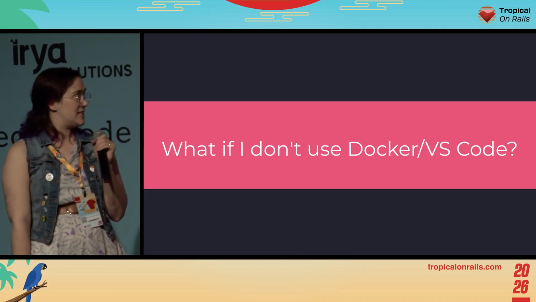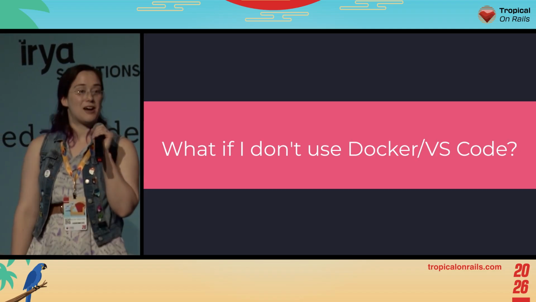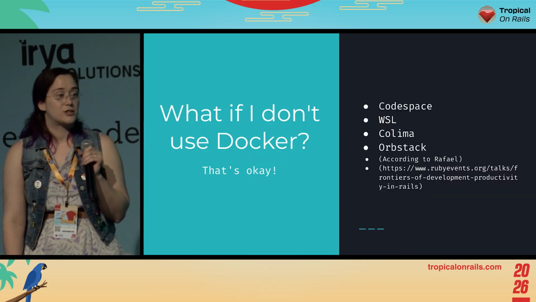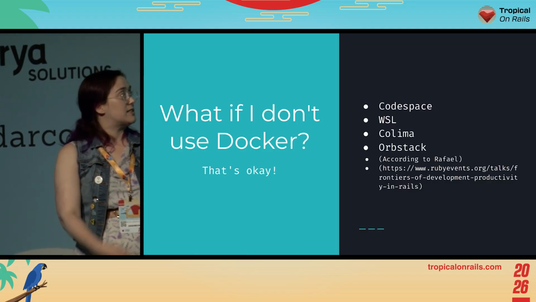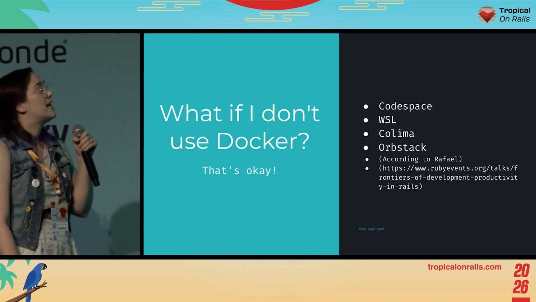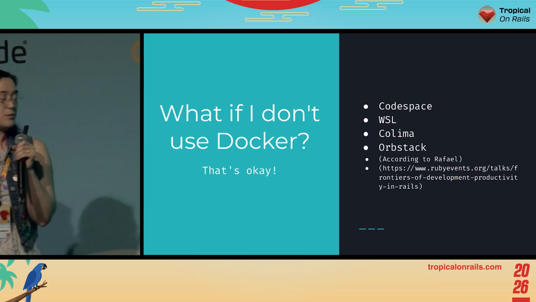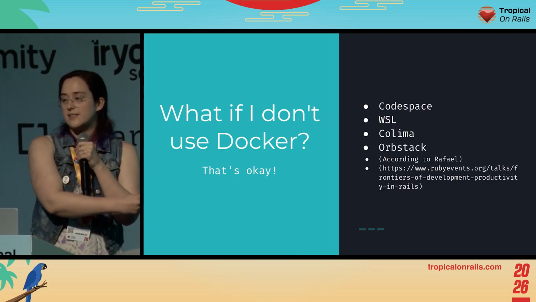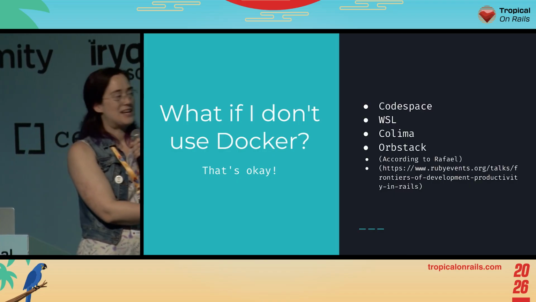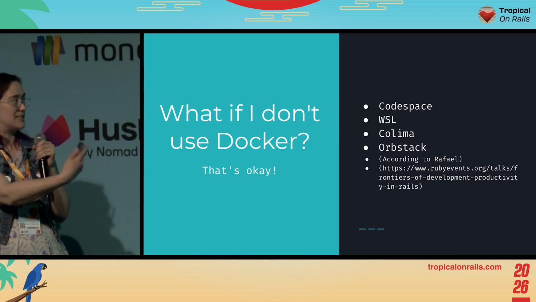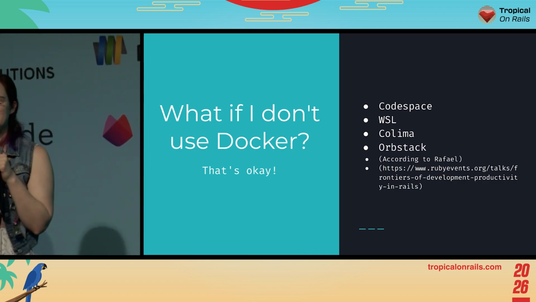Let's talk about some other things, like what if I don't use Docker or VS Code? So if you don't use Docker, that's actually okay, because it works in Codespaces, like I said. It works in Windows Subsystem for Linux. It works in Colima. It works in OrbStack. I've only checked the first one of these, but Rachael says it's true, and I trust him. He did a talk about the frontiers of developer productivity in Rails at Rails World.